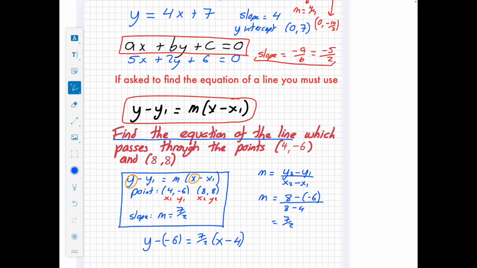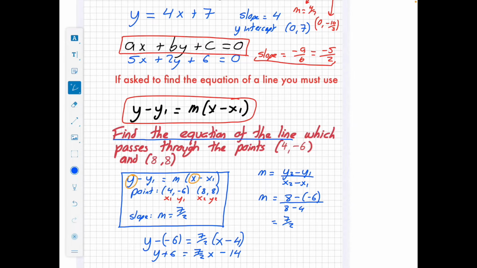Okay, now we're nearly there. So we're just going to have y minus minus 6. Two minuses together, you need to know two minuses make a positive. So it'll be y plus 6 is equal to 7 over 2x. And then I'm going to multiply 7 over 2 by, sorry, by minus 4. That's going to give me minus 14.